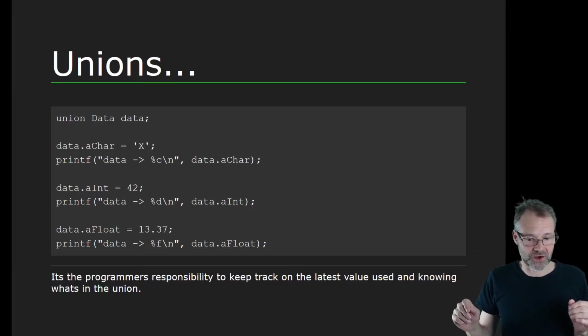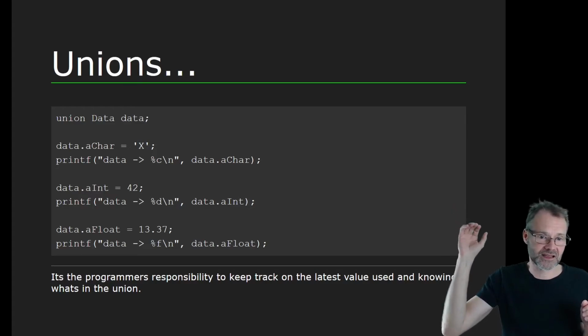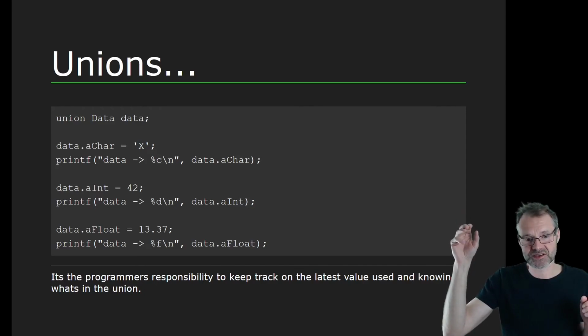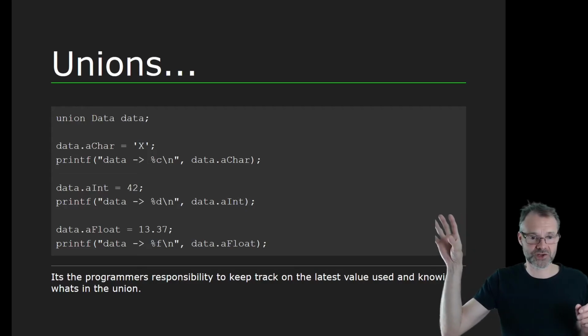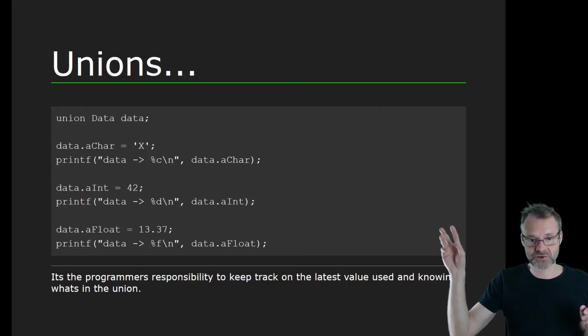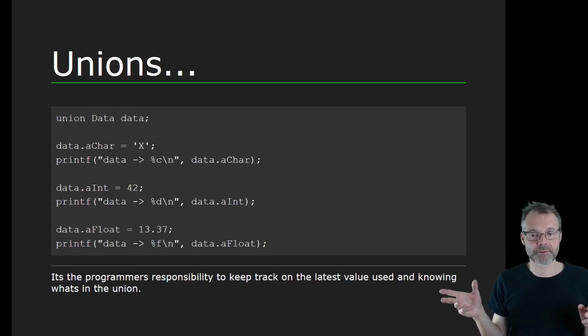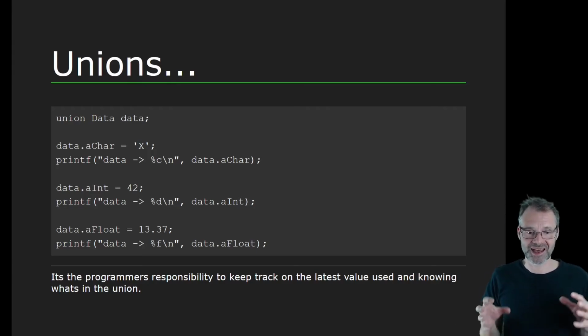So I'm just going to show how it works here. I'm creating data as a union from the data, and then I'm going to assign the value a char. You see here I'm using the struct notation for the parts. So I'm going to assign x, print it, then assign an int, 42, and print it, then assign a float, and print it. So it's going to print out the right values here. But it is the programmer's responsibility, you and me, to keep track of the latest value used, so we need to know what's in the union.